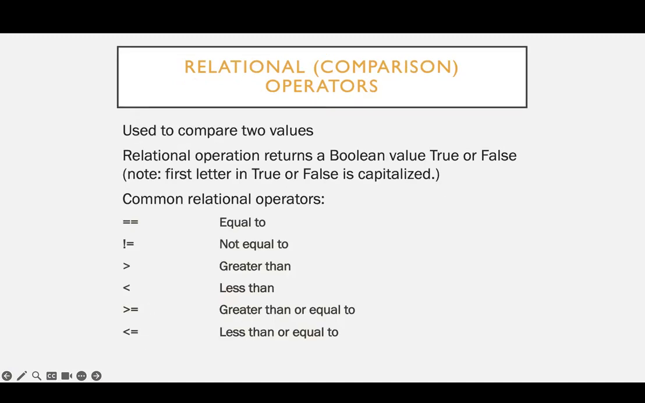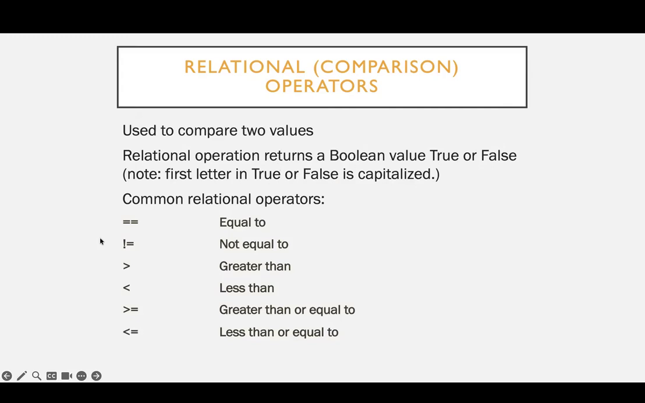Okay, so we talked briefly about expressions. What can we use for expressions? We usually use relational operators, or comparison operators, when we are dealing with if-else statements. This is to compare two values. Relational operations return Boolean values, either true or false. Boolean values only have those two values, right? And the first letter has to be capitalized to use the value.